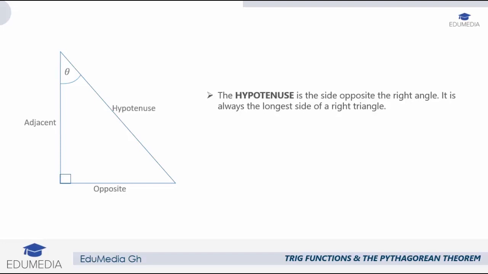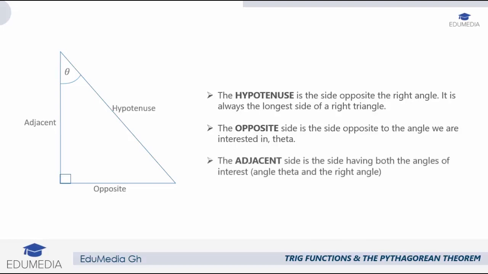We also have the opposite. The opposite is the side opposite to the angle we are interested in. That's theta, the angle of interest. We also have the adjacent. The adjacent is the side having both the angle of interest and the right angle on it. So it has the angle theta and then the right angle on it.